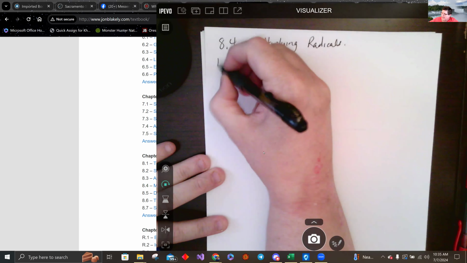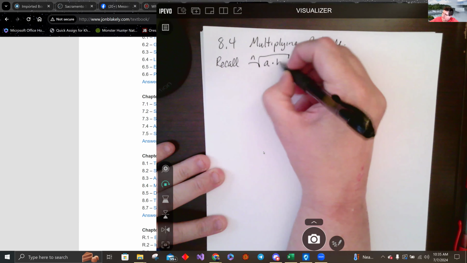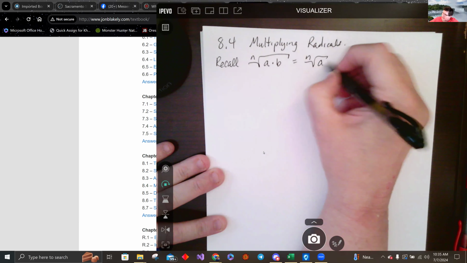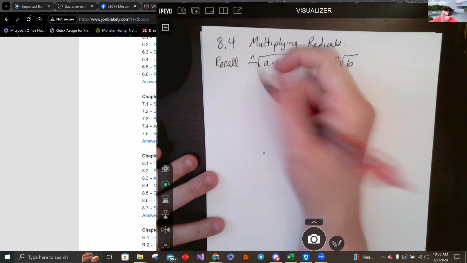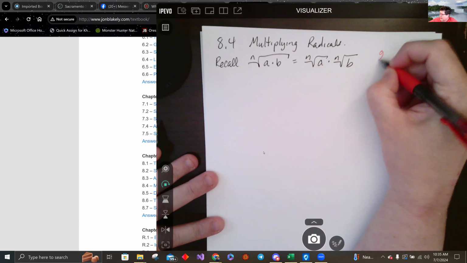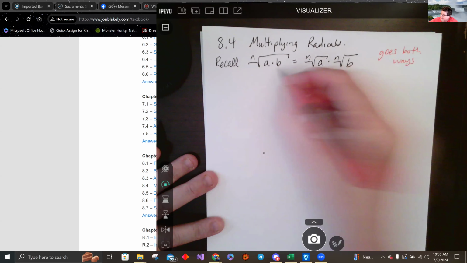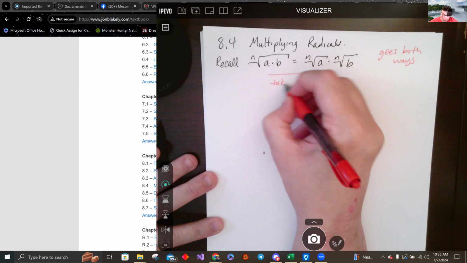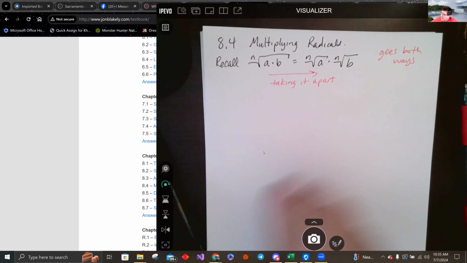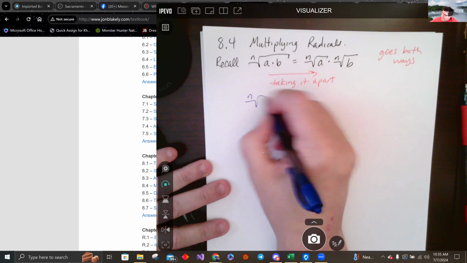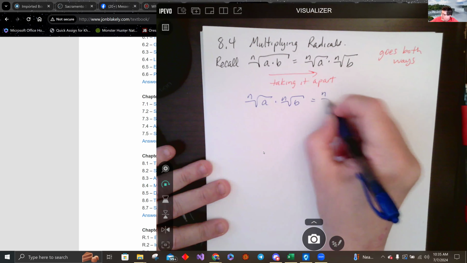And recall we had our product rule. Nth root of a times b is nth root of a times nth root of b. And this is a two-way formula. Goes both ways. Here we're taking it apart. Or we could start with them separated and put them together.